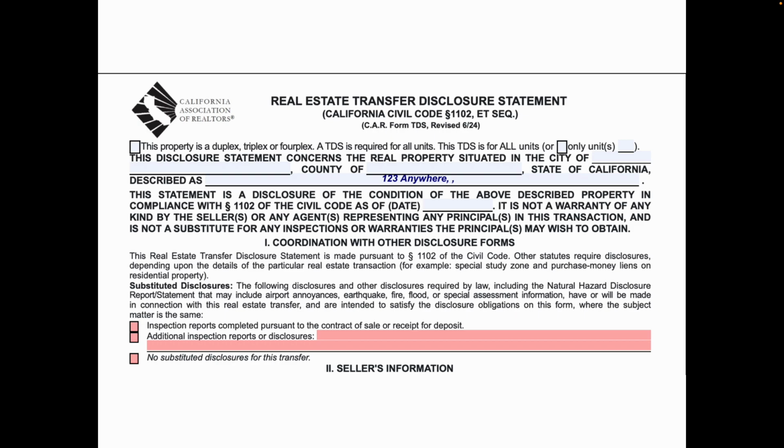Typically, hopefully, because it's within 7 days, your inspection reports and things like that are not delivered before that TDS is completed. If you do have a termite inspection or something, you could check this first box, but it's going to be kind of uncommon. Are there any questions on that?